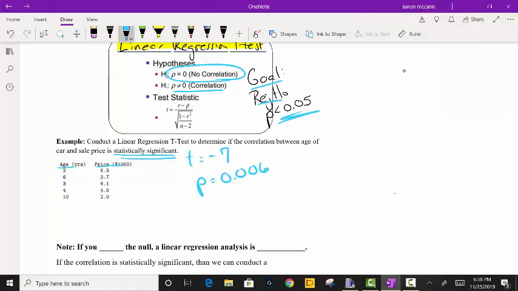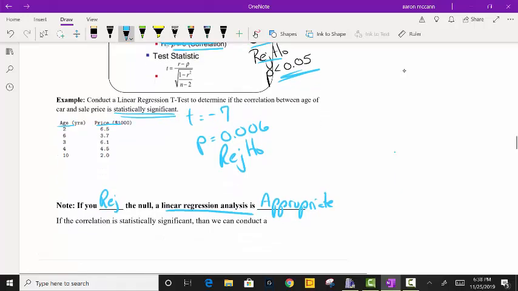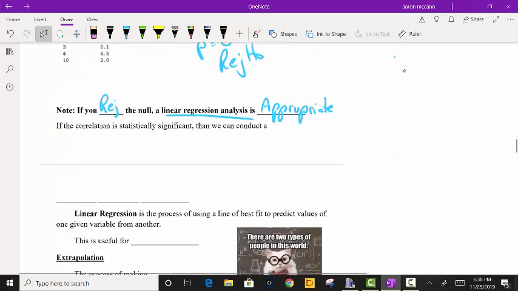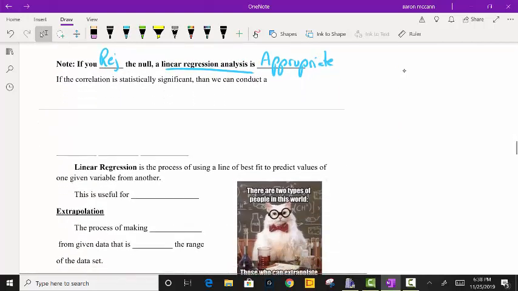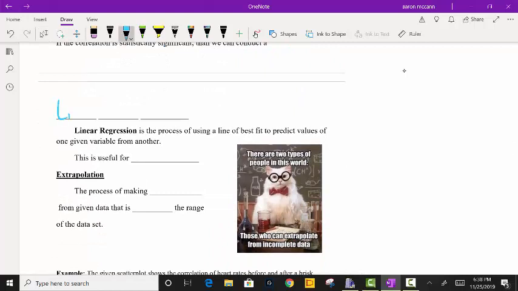And since that's less than 0.005, that means that we're going to reject the null, and the null hypothesis of a linear regression t-test is that there's no correlation. So if you reject the null, then that means that a linear regression analysis is appropriate. What that means is we can use a straight line function to represent this data set and actually have meaning behind it. So I just stated that a linear regression analysis was appropriate.